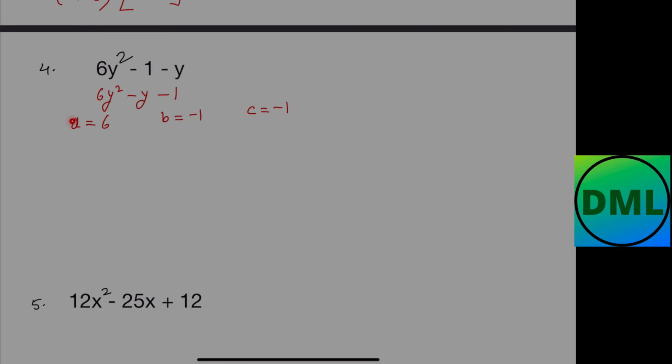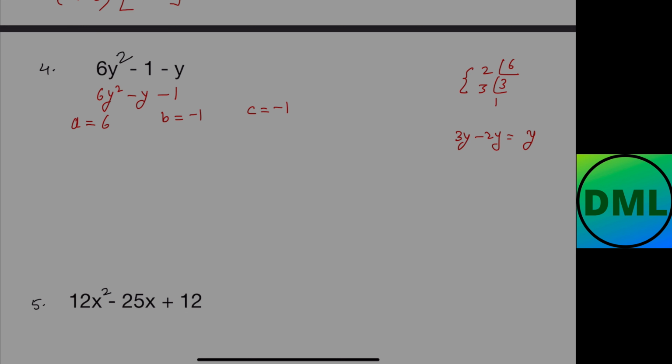I need to multiply a and c. My answer is 6 again. Let's factorize 6 as we have done earlier. The factors are 2 and 3. I need to use both of them. If I add both of them, my answer is 5, but I needed minus 1. If I subtract both of them, 3 minus 2, my answer is 1. Let's subtract it. It will be 3y minus 2y, which will give me y.